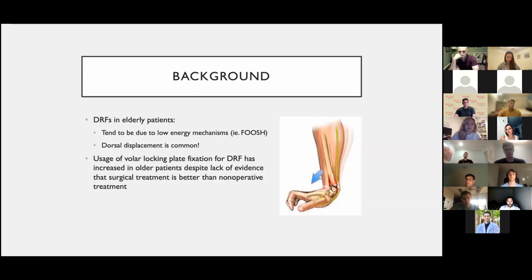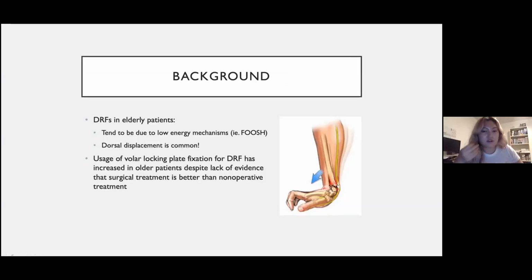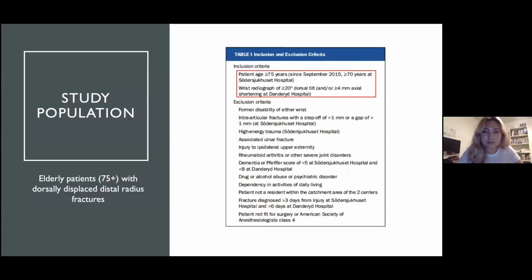So dorsal displacement is very common. And like other people have mentioned, rates of osteopenia and osteoporosis are higher. So that definitely is a consideration. The jumping off point for this study that the authors note is that the usage of volar locking plate fixation has increased in older patients, despite lack of evidence that surgical treatment is better than non-operative treatment. So that was the reasoning for their study.